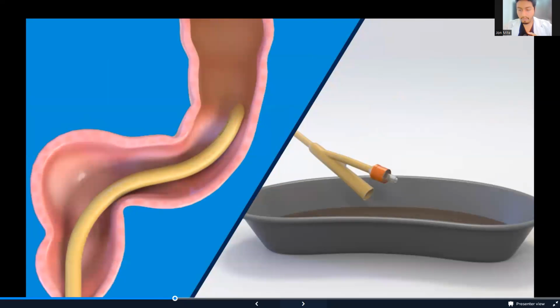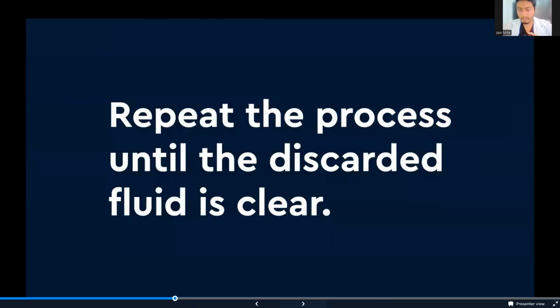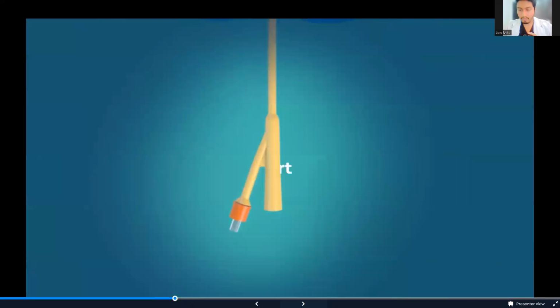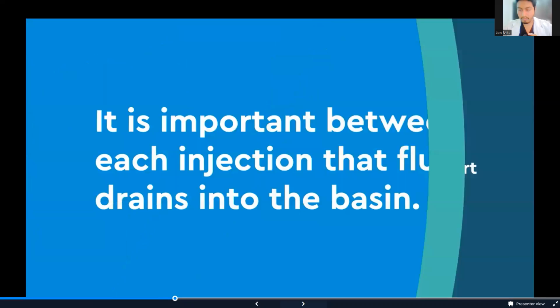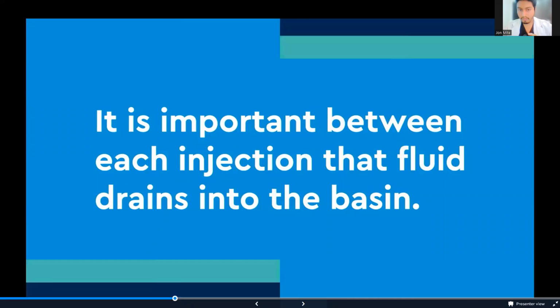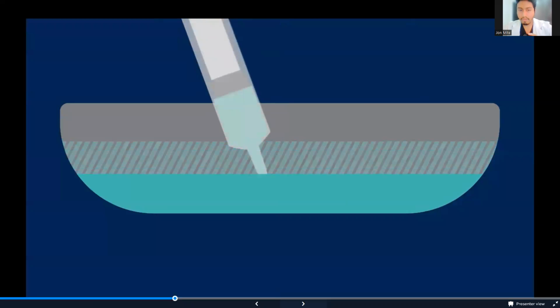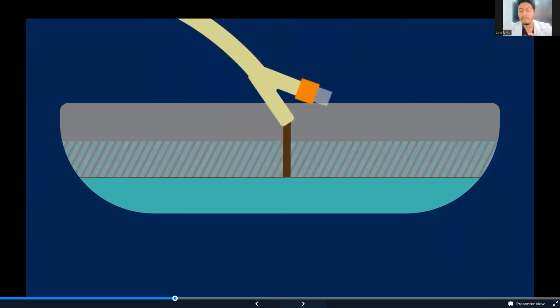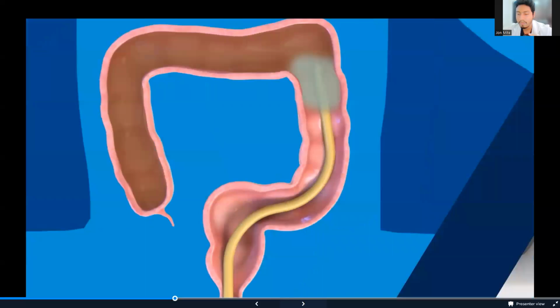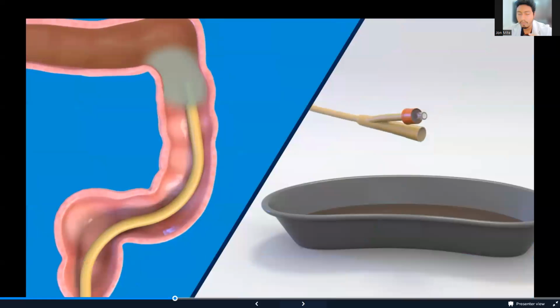Advance the catheter about 1 inch and repeat the process until the discarded fluid is clear. Do not advance the catheter further than the wide divider port. It is important between each injection that fluid drains into the basin. If the amount of saline you inject into the rectum is more than the amount of fluid that returns to the basin, then there is extra fluid in the rectum. To drain the extra fluid, try moving the catheter in and out while twisting.